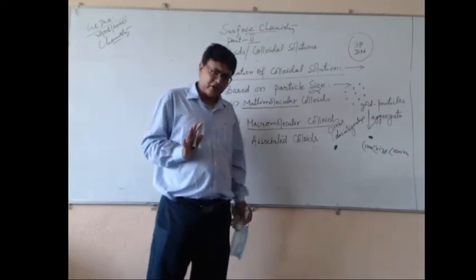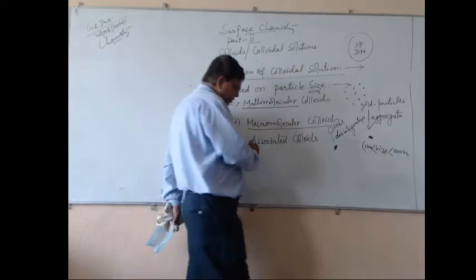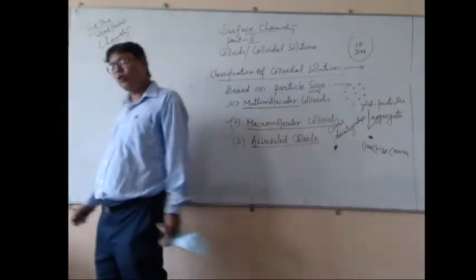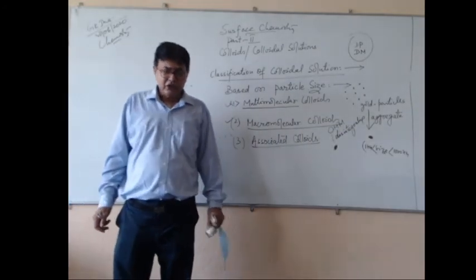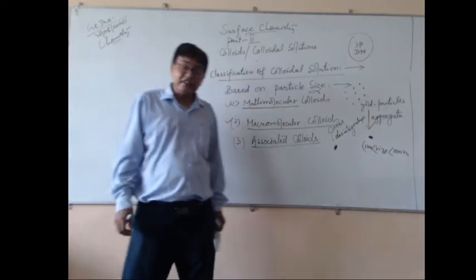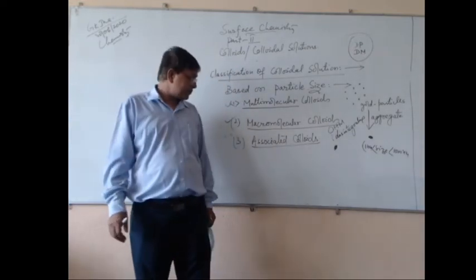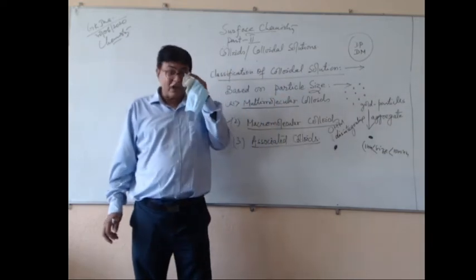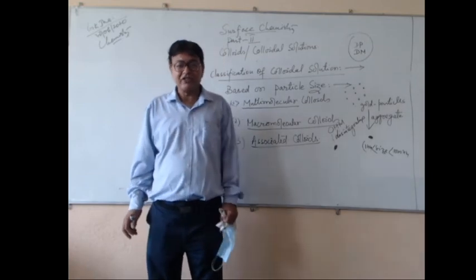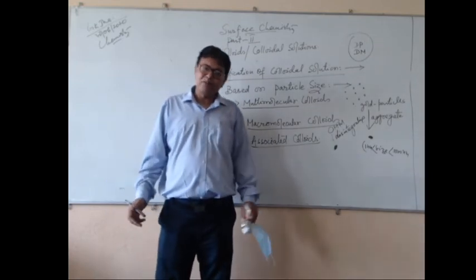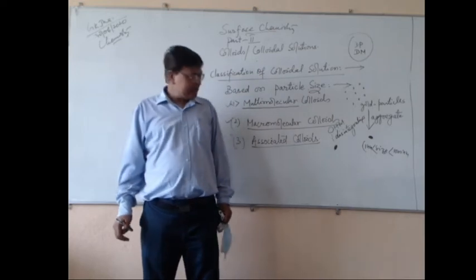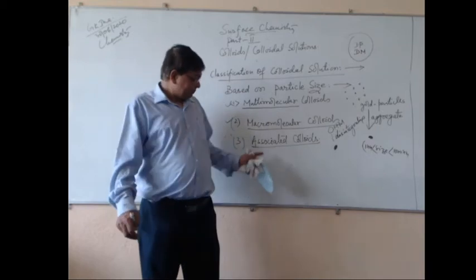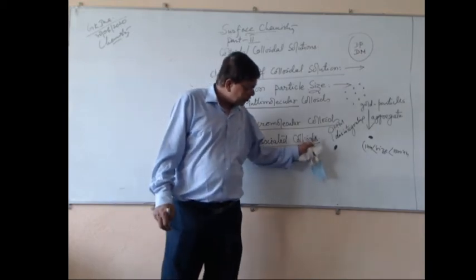Okay, dear children, now we are coming to associated colloids. A very famous example is soaps and detergents. They are examples of associated colloids. They are surface active agents. The surface of soap molecules and detergent molecules is very active. They are examples of associated colloids.